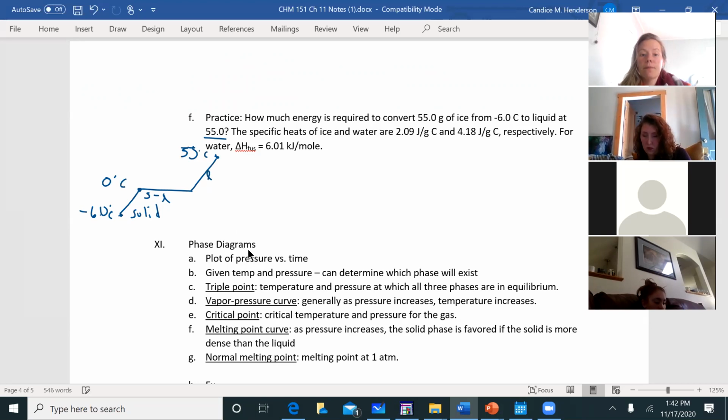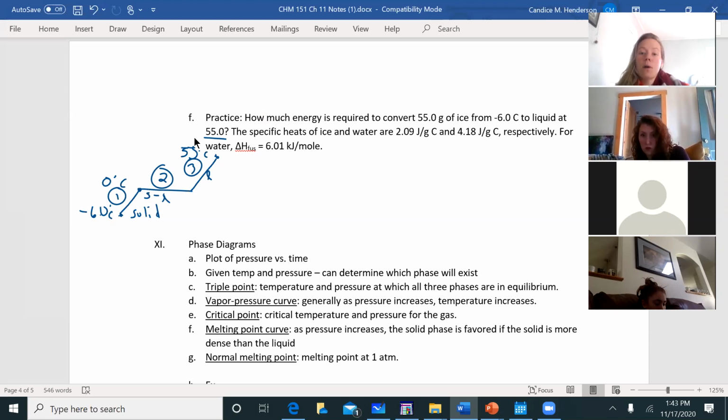Here we're dealing with a liquid. So you can think of this as a 3-step problem. The first step, 1, is raising the temperature of the solid ice. The second step, 2, is transitioning from a solid to a liquid. And the third step is taking my liquid and raising it from a temperature of 0 degrees to 55 degrees.